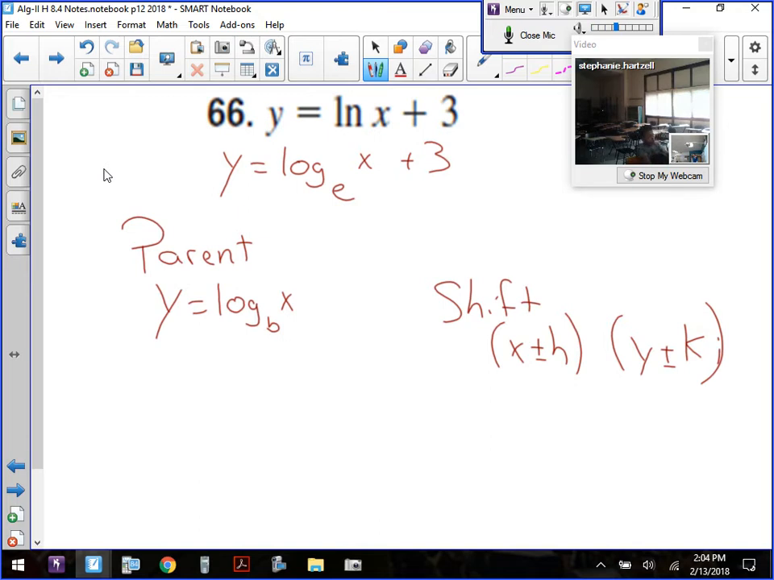H's will always be in parentheses. K's will not. Even if it's natural log, because natural log is just log base e. All they're doing by writing it as natural log is they're saving ink. It's less letters. They cut it in half.